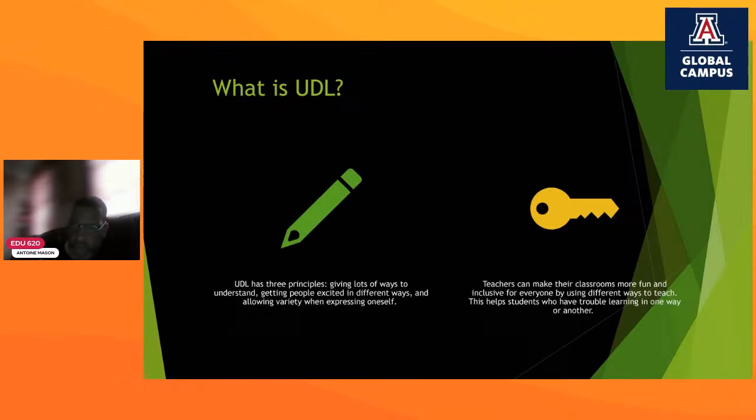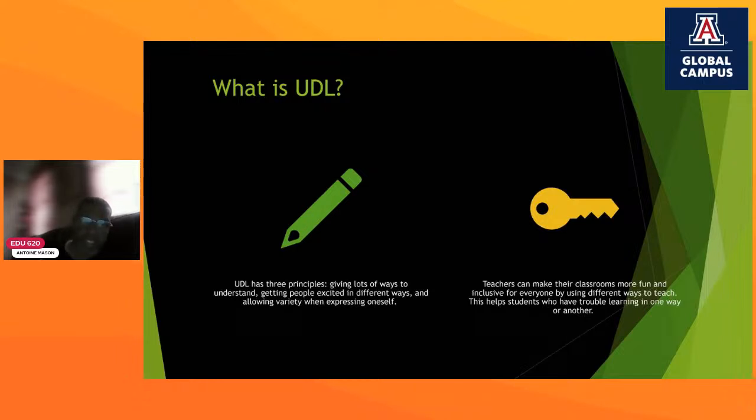UDL has three principles: giving lots of ways to understand, getting people excited in different ways, allowing variety when expressing oneself. Providing multiple means of representation makes sure the information can be shown in many types so everyone's preferred way is there. This could include pictures or things you hear for visual or auditory learners.